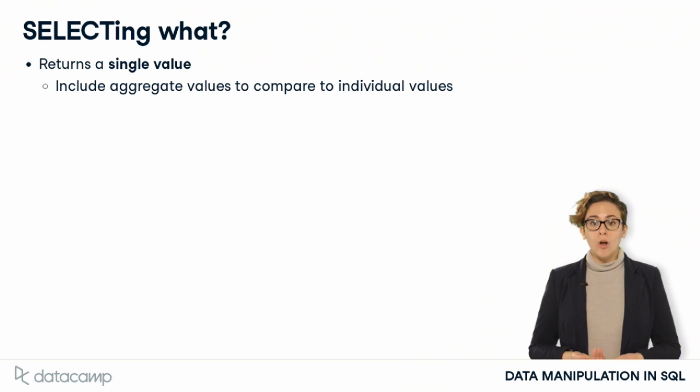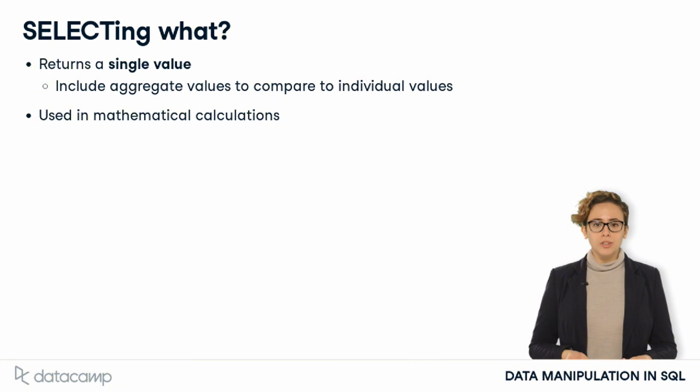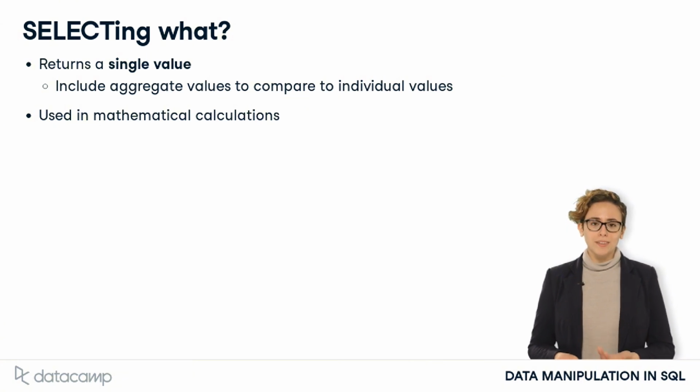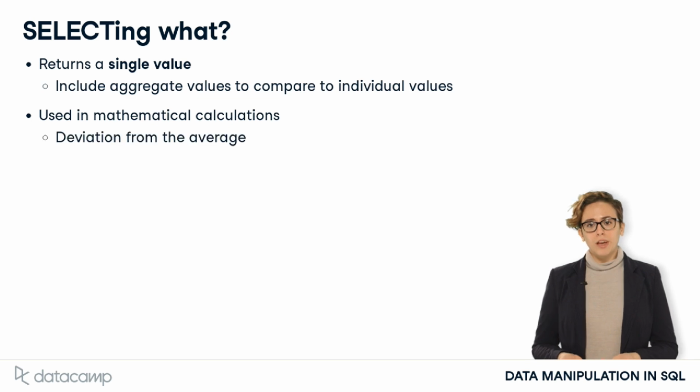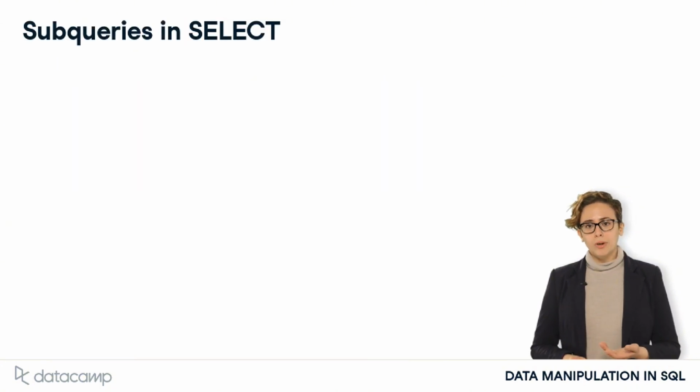Subqueries in select are also useful when performing complex mathematical calculations on information in your dataset. For example, you may want to see how much an individual score deviates from the average, say, how much higher than the average is this individual score. Including a subquery in select is fairly simple and is set up the same way you set up subqueries in the where and from clauses.